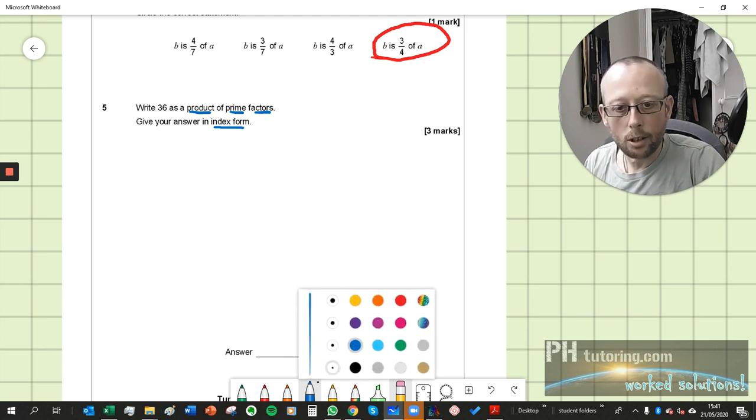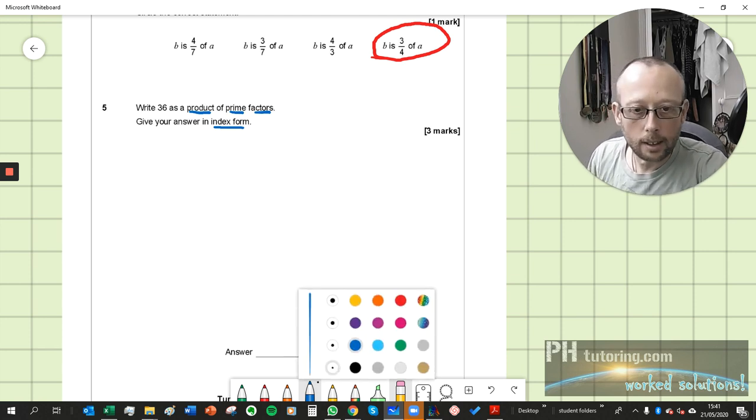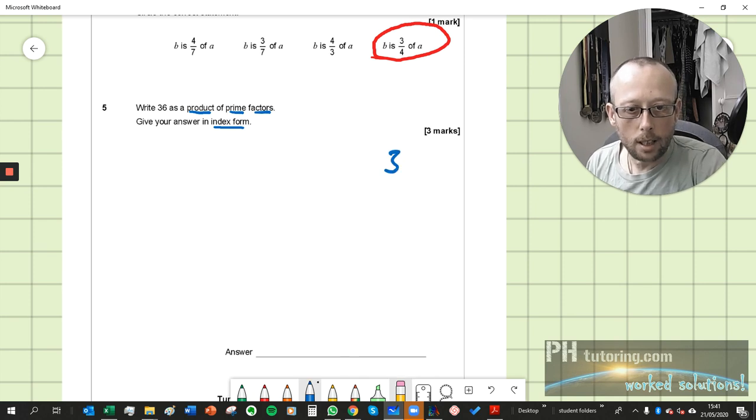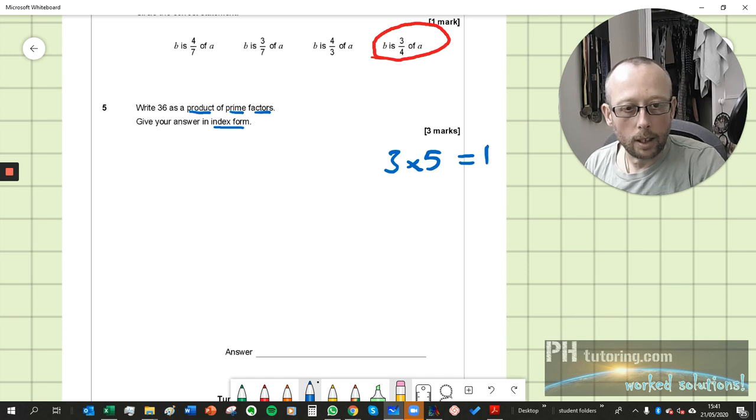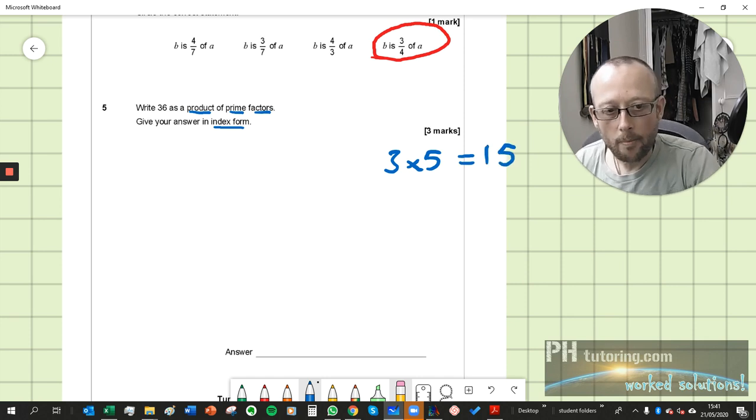A product is any two things multiplied together. So the product of 3 and 5 would be 3 times 5. So the product of 3 and 5 is 15. That's what a product is.